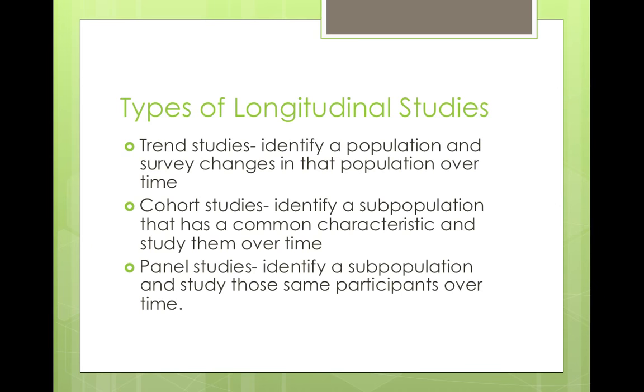So this could be like studying an 18-year-old in 2001 and then 5 years later in 2006 studying 23-year-olds. But they aren't necessarily the same people, just as long as they have the same age as the others. The third is a panel study, where it identifies a subpopulation and studies those exact same participants over time, such as if you were to study Kalinda Theobald in 2001, you would also study Kalinda Theobald in 2006.